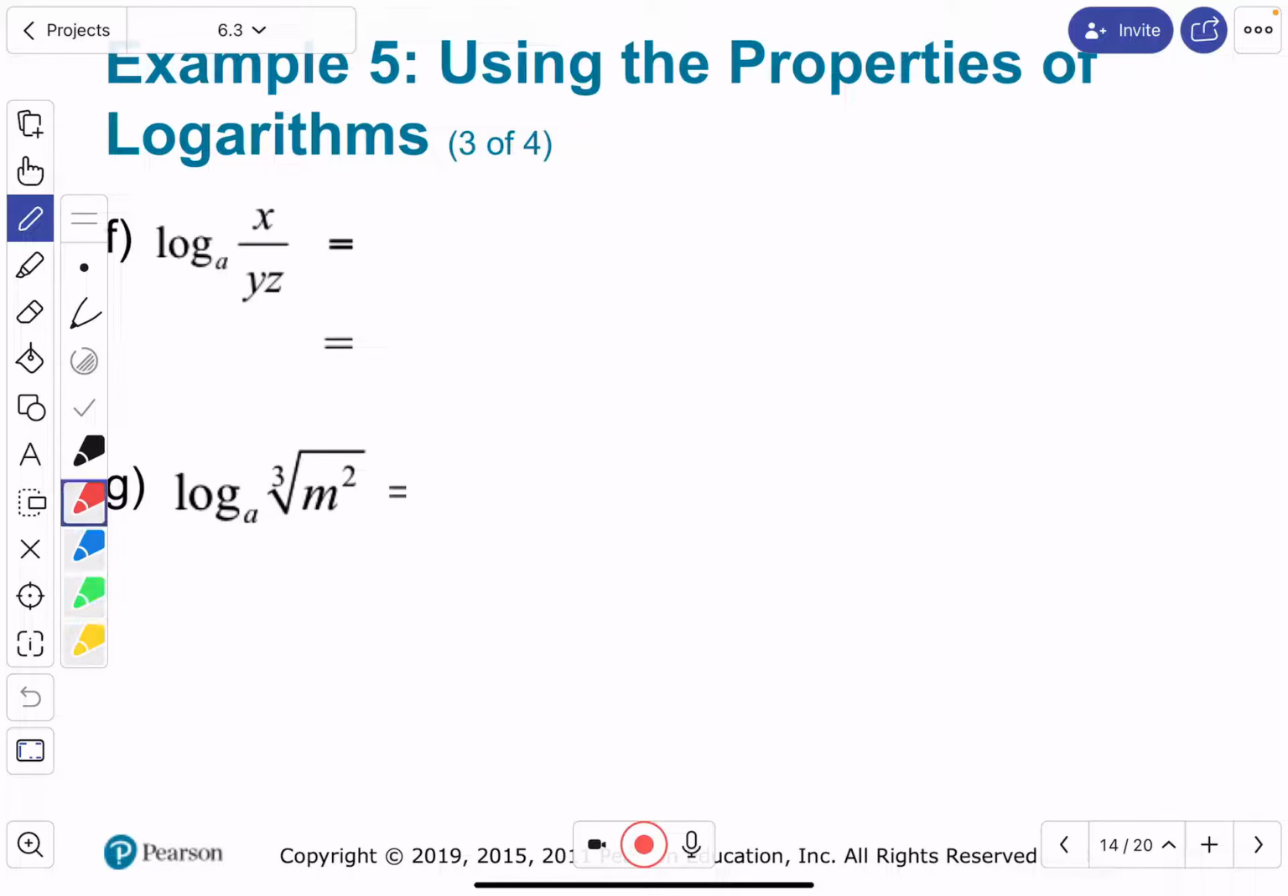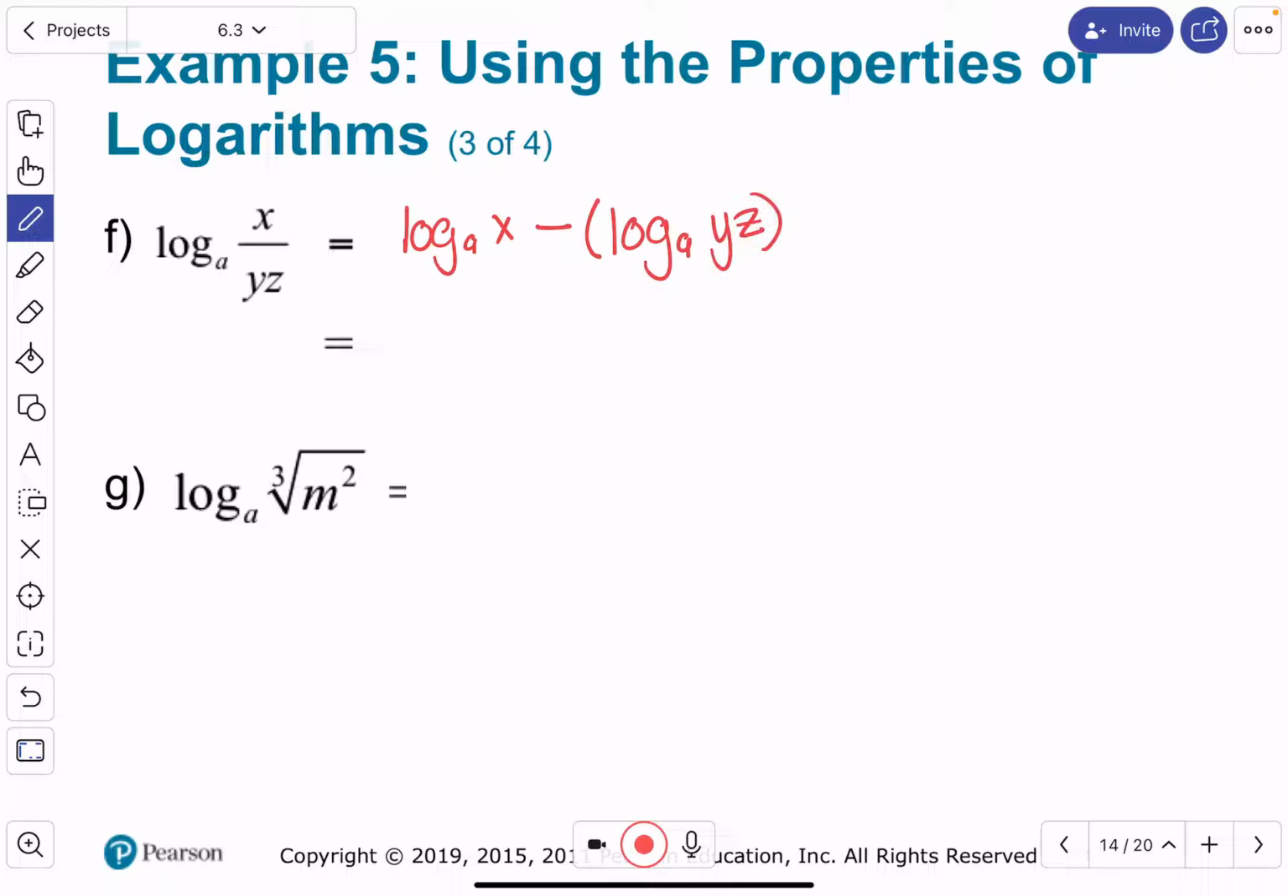Okay, let's keep going. Let's try some longer ones. So here we have multiplication, division. So we're going to subtract the bottom, or the top minus the bottom. And then this bottom one we can break into an addition problem.